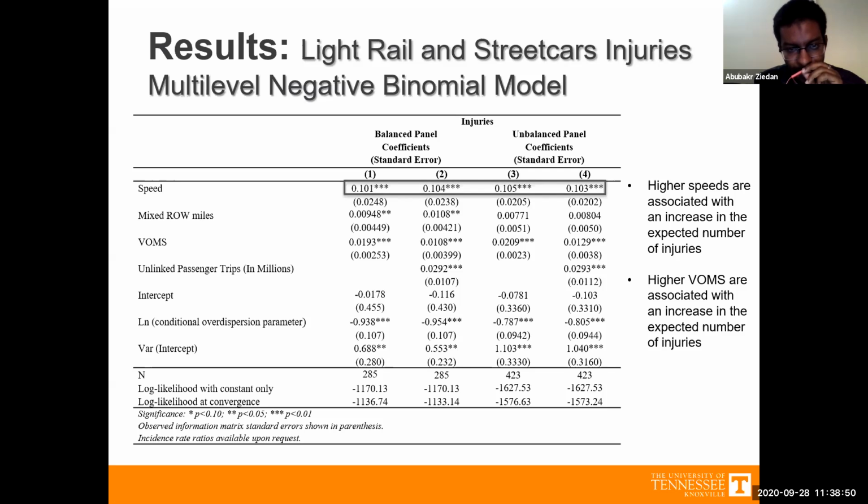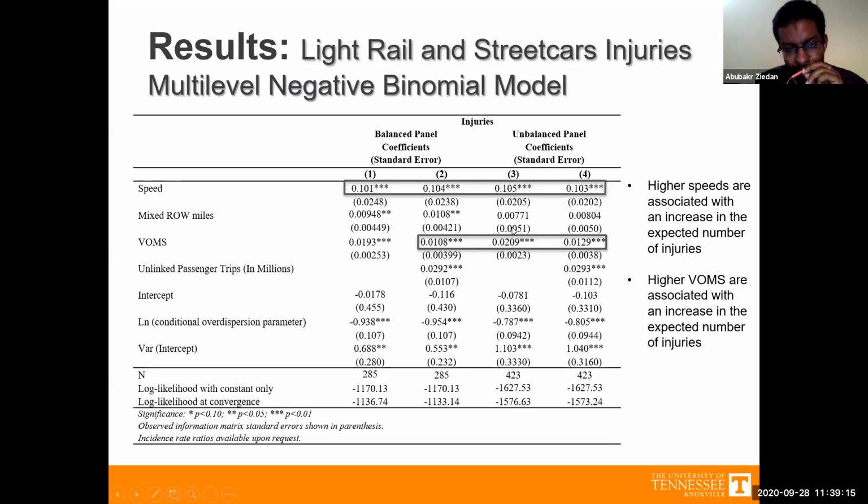Similar to prior studies about injuries, both in transit and automobiles, we see that higher speeds are associated with a higher number of injuries. And also we see that vehicles operated at maximum service are associated with a higher number of injuries. This is due to higher exposure.